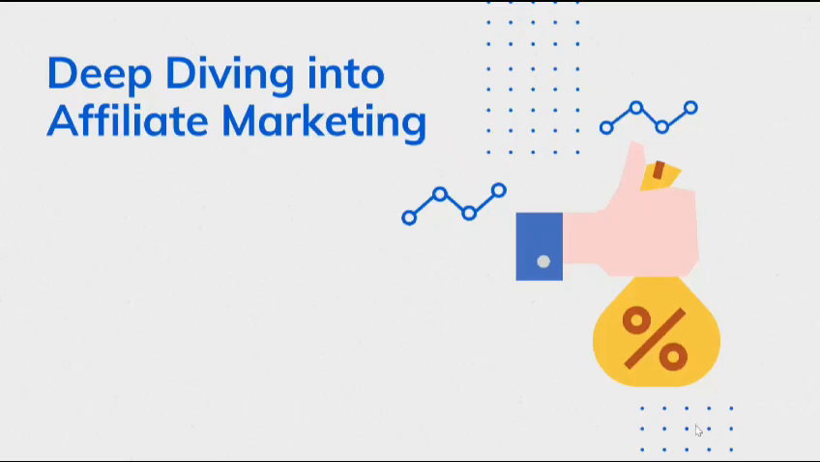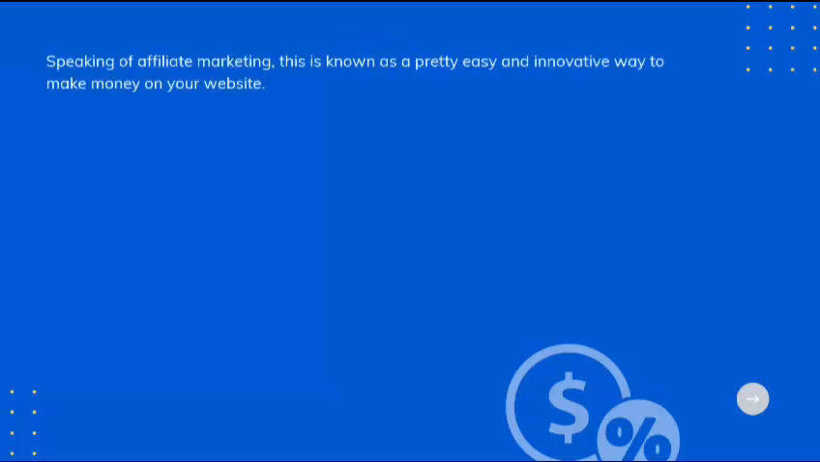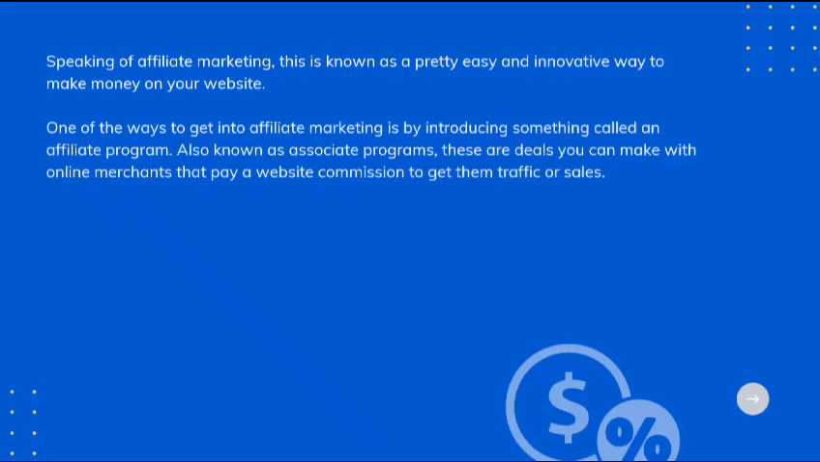Deep diving into affiliate marketing. Speaking of affiliate marketing, this is known as a pretty easy and innovative way to make money on your website. One of the ways to get into affiliate marketing is by introducing something called an affiliate program. Also known as associate programs, these are deals you can make with online merchants that pay a website commission to get them traffic or sales.